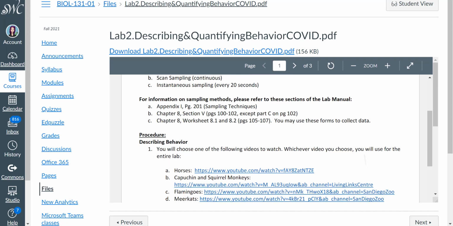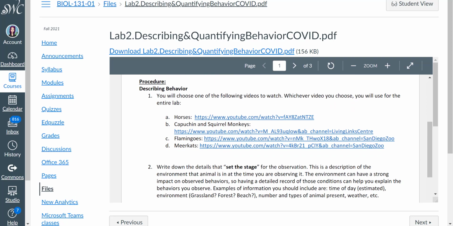Now for this lab, you are going to choose one of these 4 videos. The videos are long duration videos of these different groups of animals just interacting and behaving. Your options are horses, capuchin monkeys and squirrel monkeys interacting, flamingos, and meerkats. Whichever video you choose, you have to use it for the entire lab.